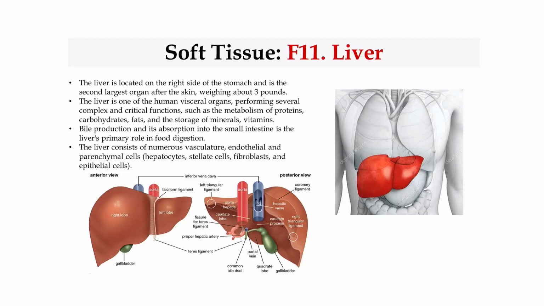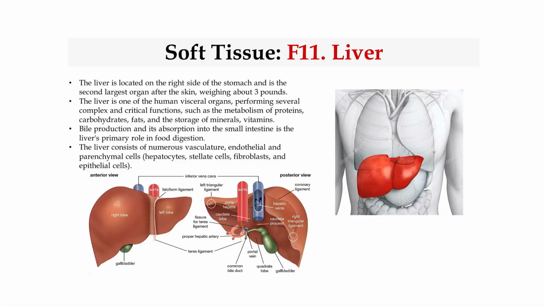Next soft tissue is the human liver. The liver may seem like a pretty big organ from the figure on the right. It's not that big. It's a little scaled up version, but it's still one of the largest organs in the human body, right? The liver is located on the right side of the stomach and is the second largest organ after the skin. So if you consider skin as an organ, then the liver is the second largest, right?